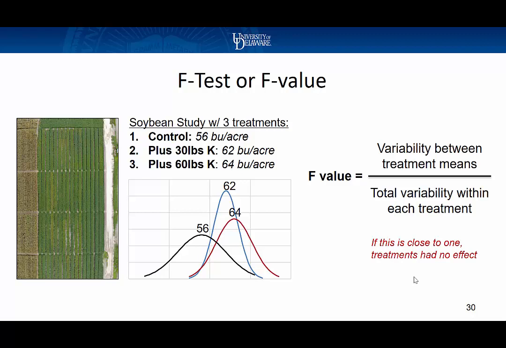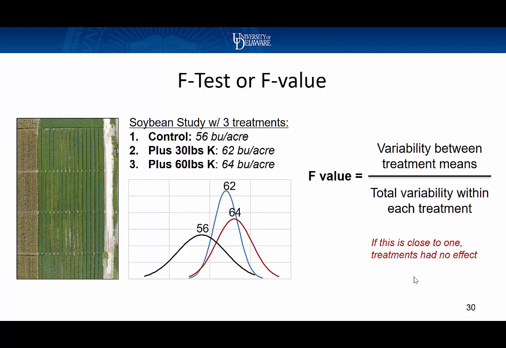And what the F-test does is it takes all of these averages and it compares them to each other. That's the top, the variability between the means of each of your treatments. So the further apart those yields are, the bigger this number gets.